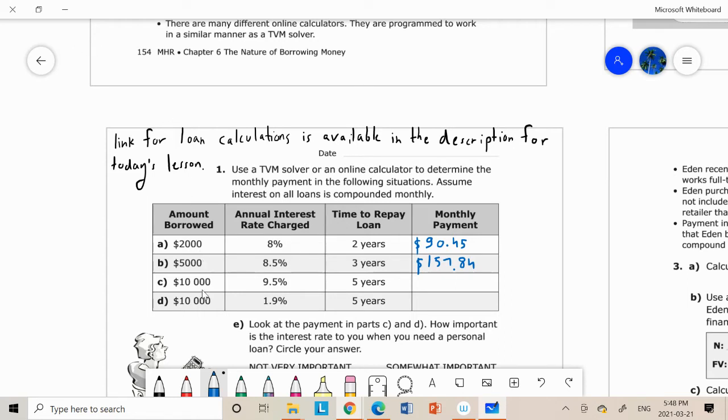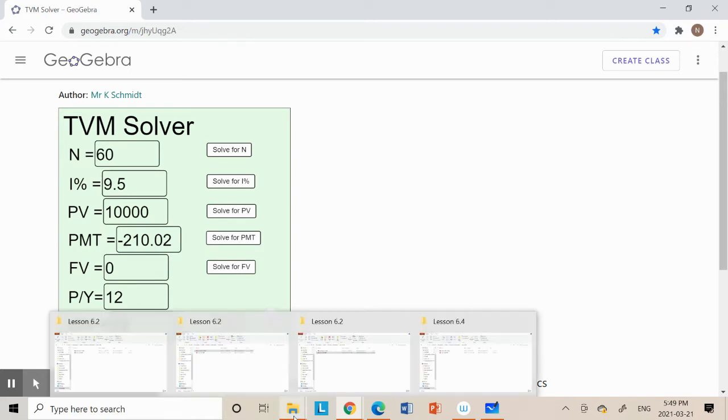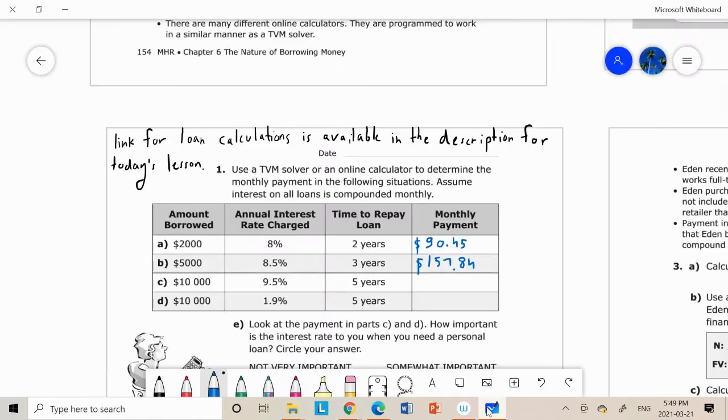Next example is $10,000, 9.5% interest, for 5 years. 5 years, how many months? I just type 5 times 12, 60 months. Interest rate now is 9.5. Amount that he borrowed, $10,000 in this case. And we're getting 210.02. Let's update that in our table. So 210.02.